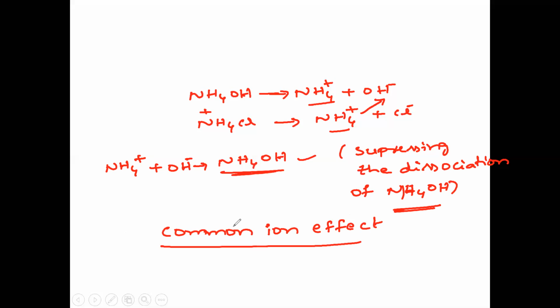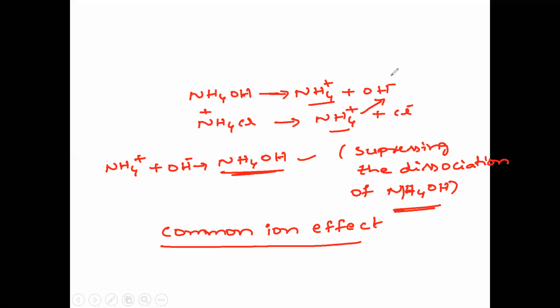So this is a very, very important concept. So please note it down. By the addition of small amount of ammonium chloride to ammonium hydroxide, the dissociation of ammonium hydroxide can be decreased. Similarly, by the addition of sodium acetate to acetic acid, the dissociation of acetic acid can be suppressed. This also we have done in the previous lecture. So this is called common ion effect.